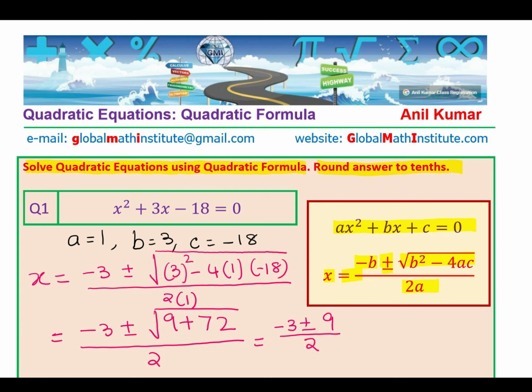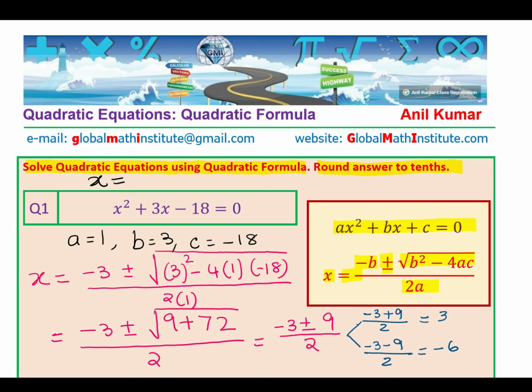So that gives you actually two solutions. One is minus 3 plus 9 over 2, and the other one is minus 3 minus 9 over 2, right? And that is 6 divided by 2, which is 3. And here we have minus 12 divided by 2, which is minus 6, correct? So what is the answer? We can now write down that x is equal to what?